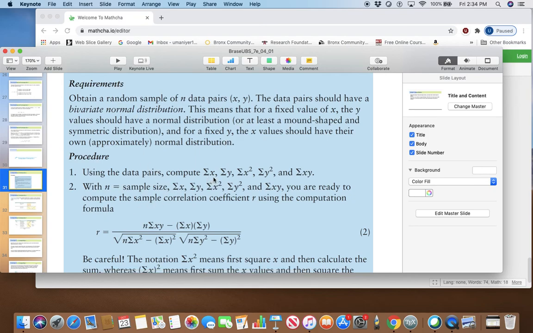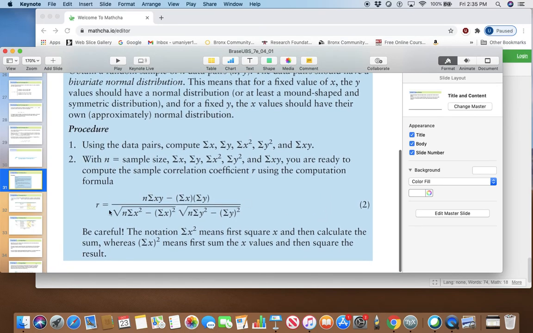Take the sum of x, take the sum of y, take the sum of x squared, that is, square all the x's and then add them up. Take the sum of y squared, that is, first take all the squares of the y's and then add them up. Lastly, take the sum of x times y, that is, for each pair (x, y), multiply x and y and then add such products up. n is the sample size. You have all these sums ready and now you're ready to compute R.